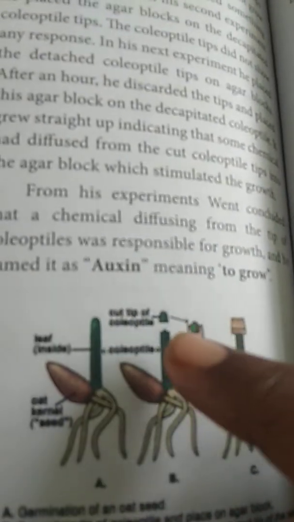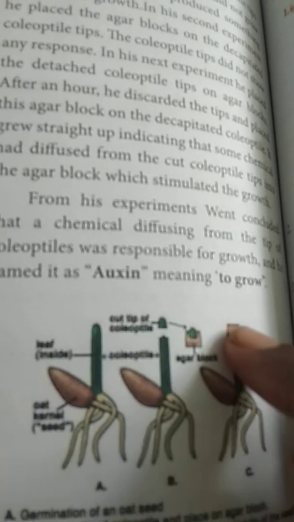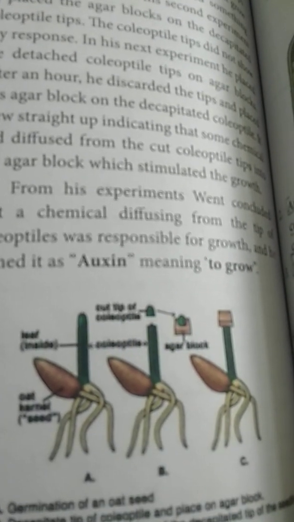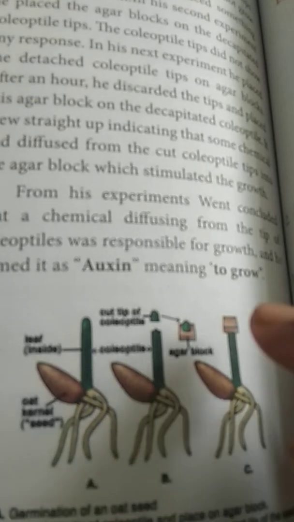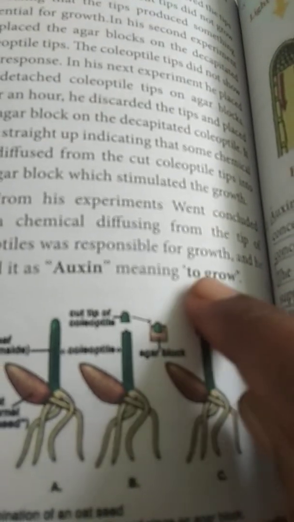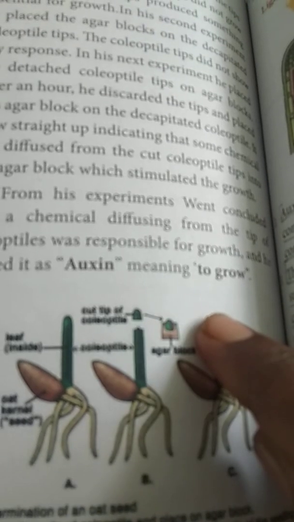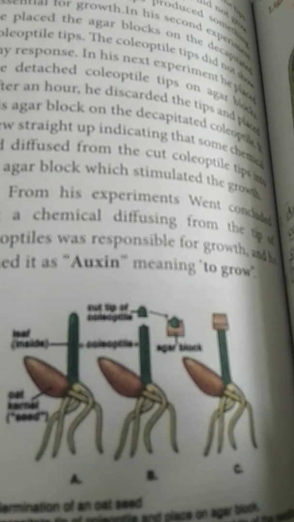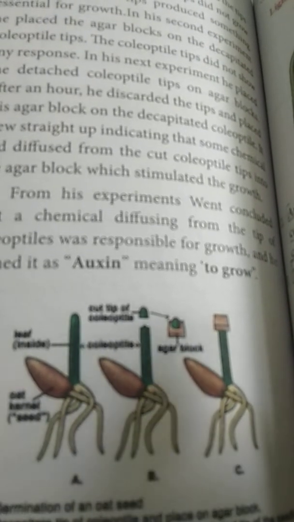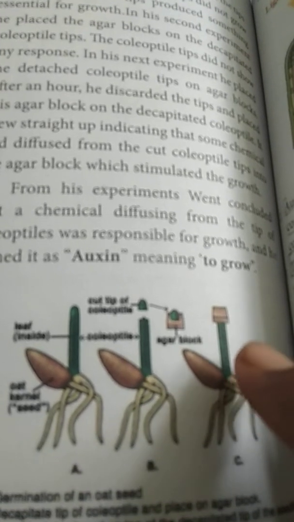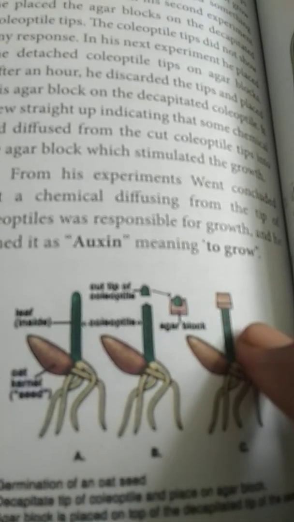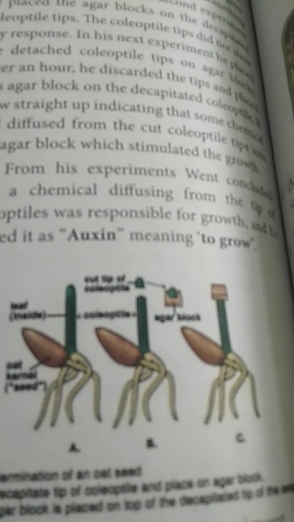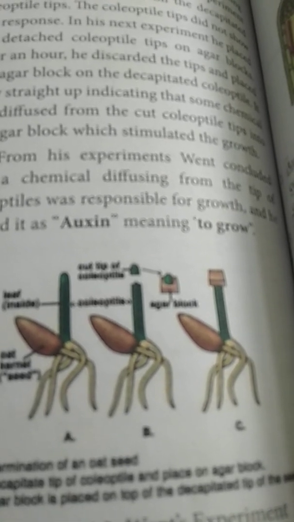In the second experiment, he removed the tip and placed some agar block on the decapitated tip. So on the decapitated tip, he placed an agar block. After an hour, he discarded the tip and placed the agar block on a decapitated coleoptile. It grew straight up, indicating that some chemical diffused from the cut coleoptile tip into the agar block, which stimulated the growth.